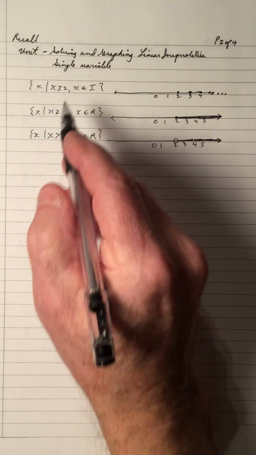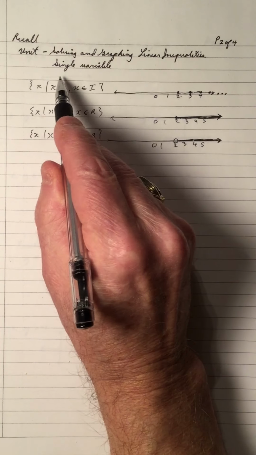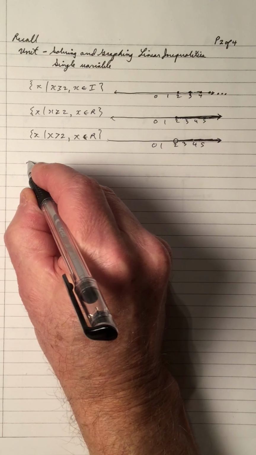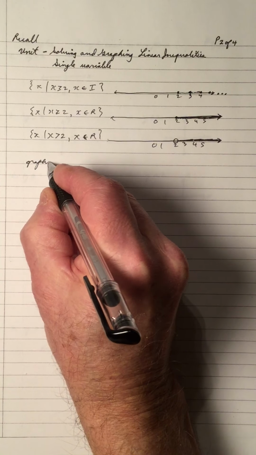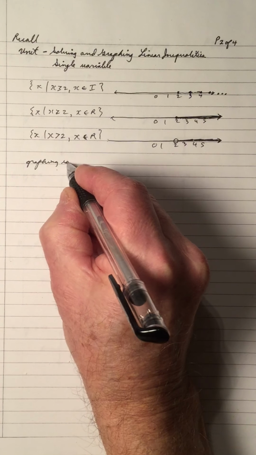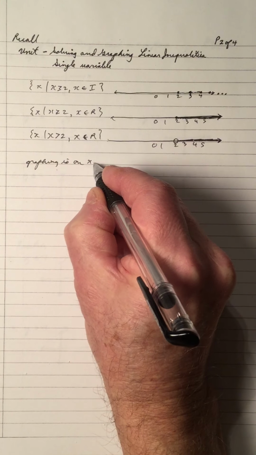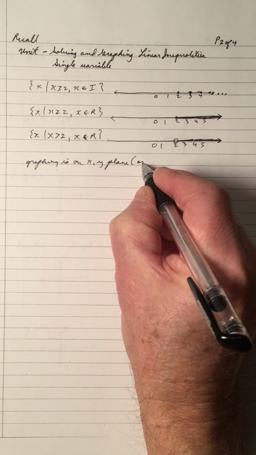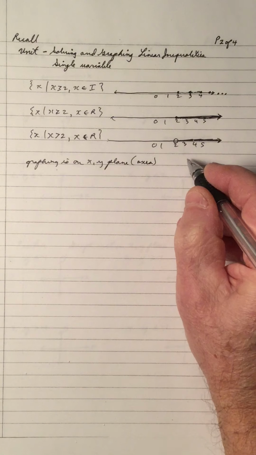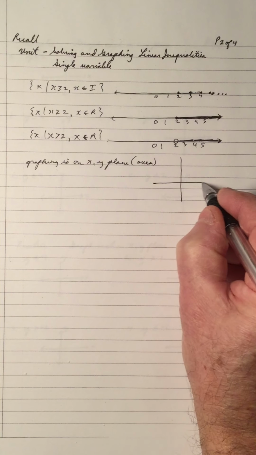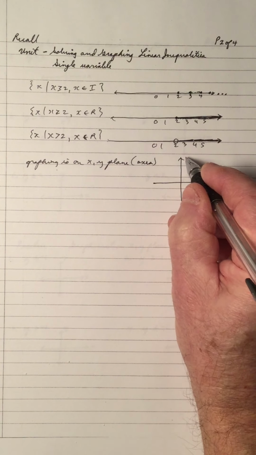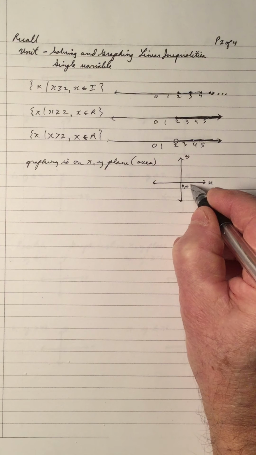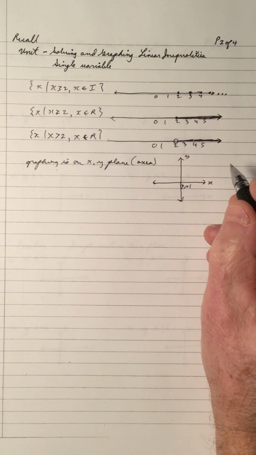If you wish to find graphing and solving linear inequalities on a single variable, look at that unit. But in this unit, we're going to graph on the x, y plane, or we can call it the xy axis. So the xy axis is like this. There's the axis, x, y, 0, 0 is the origin, etc.